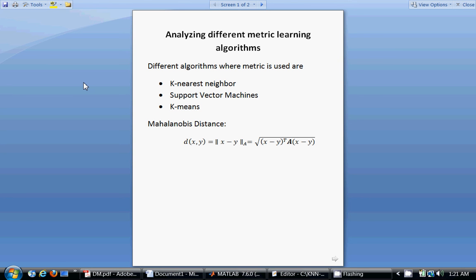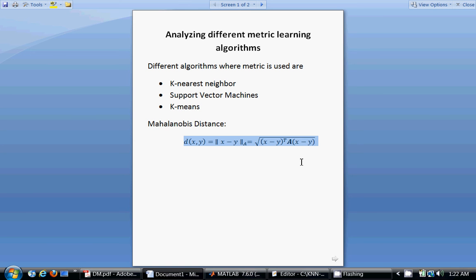The aim of our project is to analyze different metric learning algorithms. There are various learning algorithms like K-means, KNN that use a distance function for their computation. The basic idea of any metric learning algorithm is to find the most suitable distance function for a given dataset. There is a group of algorithms that consider the generalized Mahalanobis distance function, which is given by this.